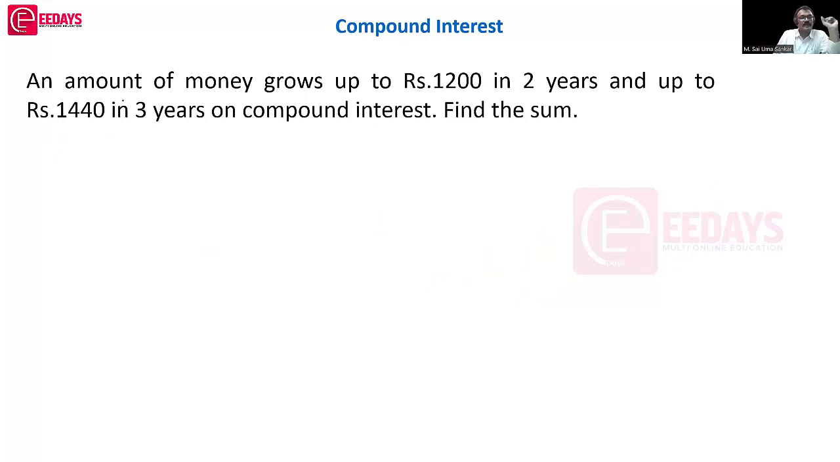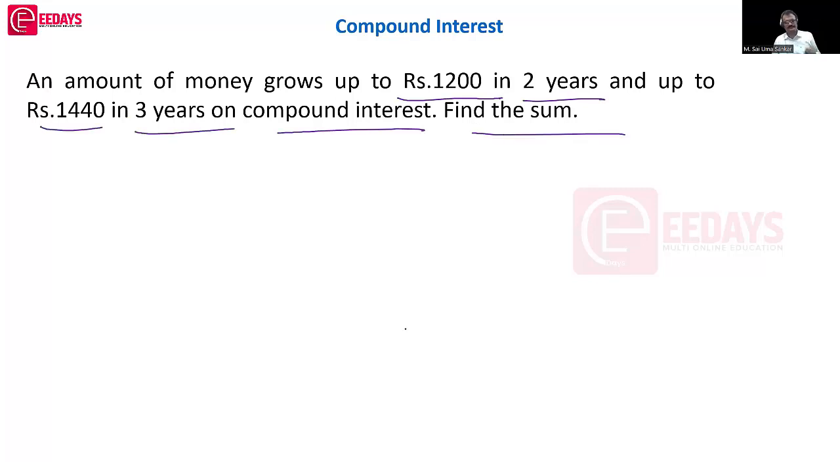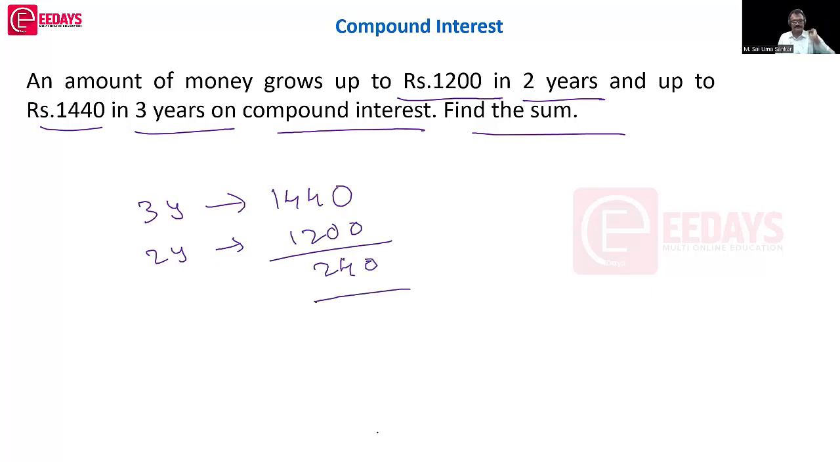Next, an amount of money grows up to 1200 in 2 years and up to 1440 in 3 years at compound interest. Find the sum. ఇక్కడ ఏమంటున్నాడంటే, up to 2 years 1200, up to 3 years 1440 అంటున్నాడు. అంటే what is the amount at 3 years? That is equal to 1440. Up to 2 years, what is the amount? That is equal to 1200. So this 240, right? This 240 rupees is interest on 1200, or not? For 1200, the interest being 240.